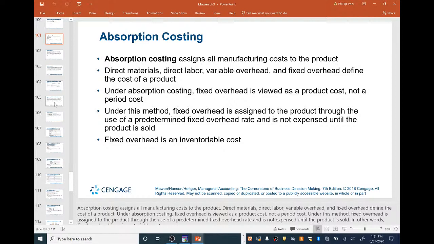So fixed overhead is going to be an inventoriable cost. Meaning it's not going to be expensed until the product is sold; it's carried in inventory until that unit of inventory is sold. Then it enters into the determination of income through cost of goods sold.